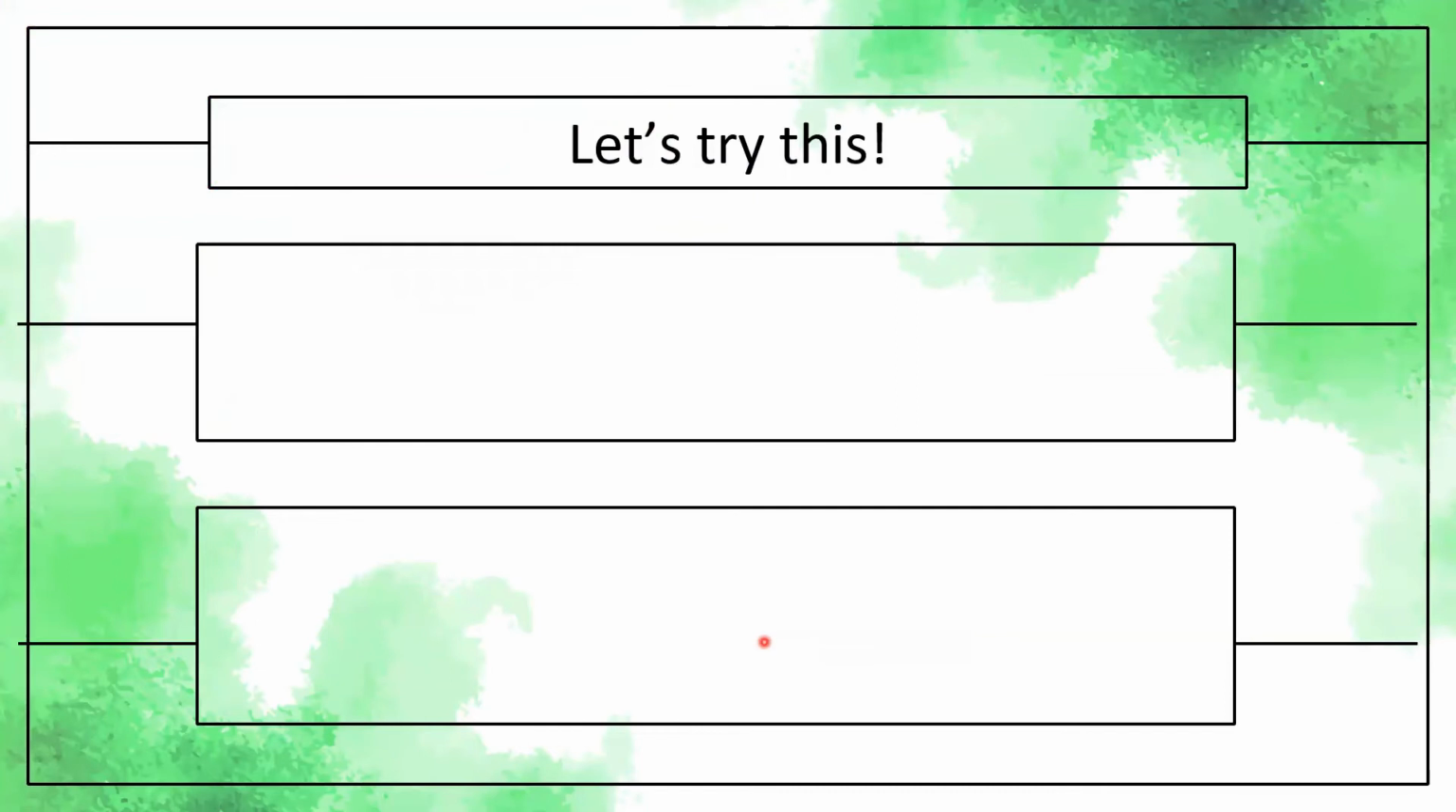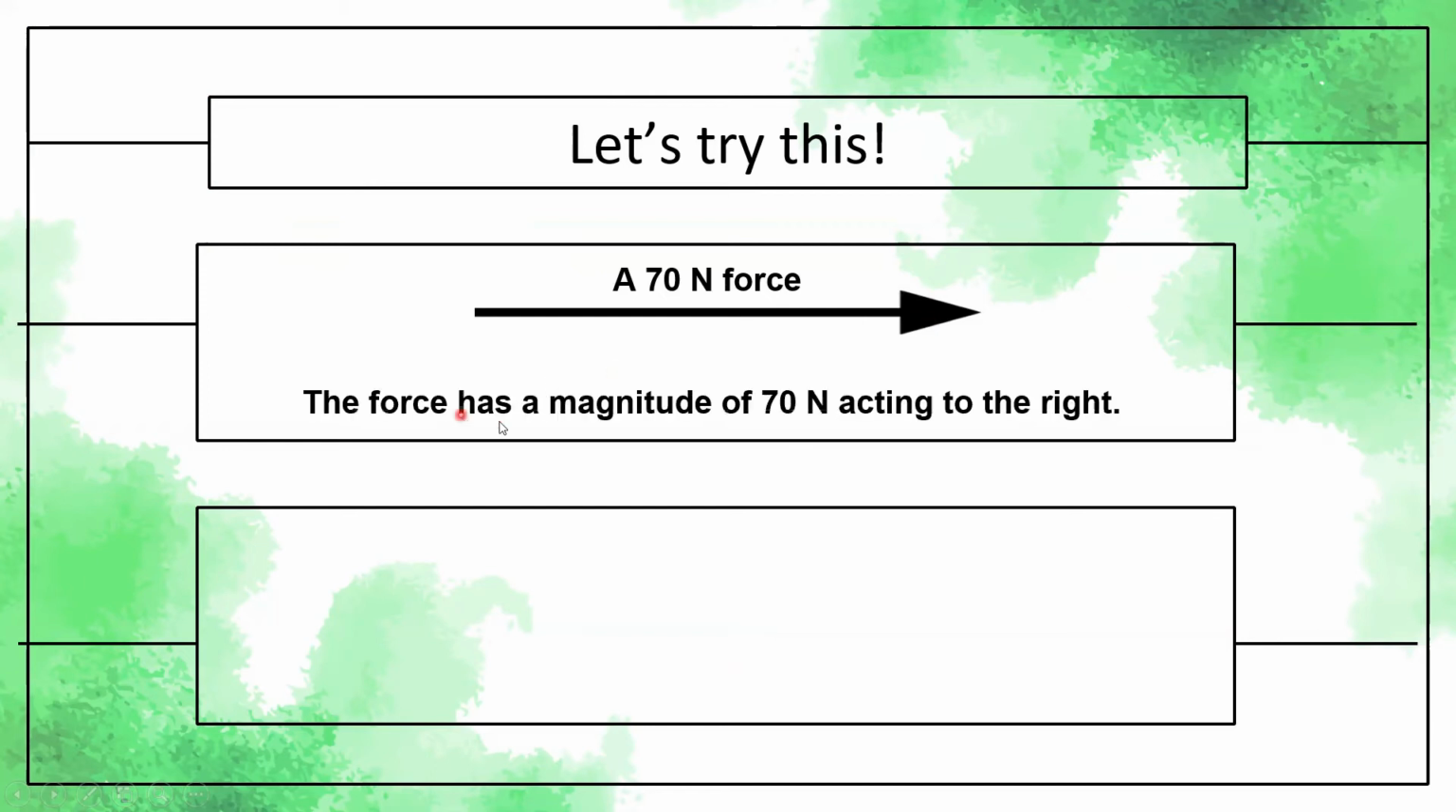Let's try this. We have this as an example. A 70 Newton force. Can you tell me what is the magnitude of this force? It's 70 Newton. That's right. Now, what is the direction of the force? Is it to the left or to the right? It's to the right because of the head of the arrow. So let's say the force has a magnitude of 70 Newton acting to the right.